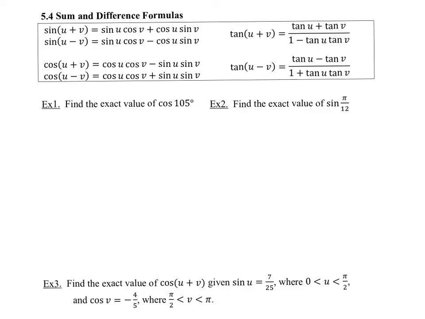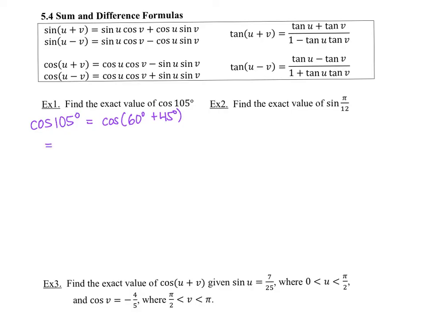Okay, now for example 1, it says find the exact value of the cosine of 105 degrees. I don't know what the cosine of 105 degrees is, and it's not on my unit circle. But because I can represent 105 degrees using two angles that I do know, I can rewrite this as 60 degrees plus 45 degrees. I can use the fact that I do know what the cosine of 60 and 45 are in order to evaluate this more exactly.